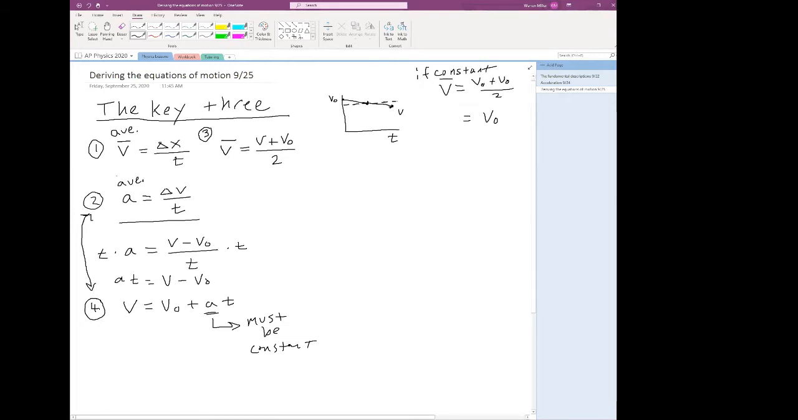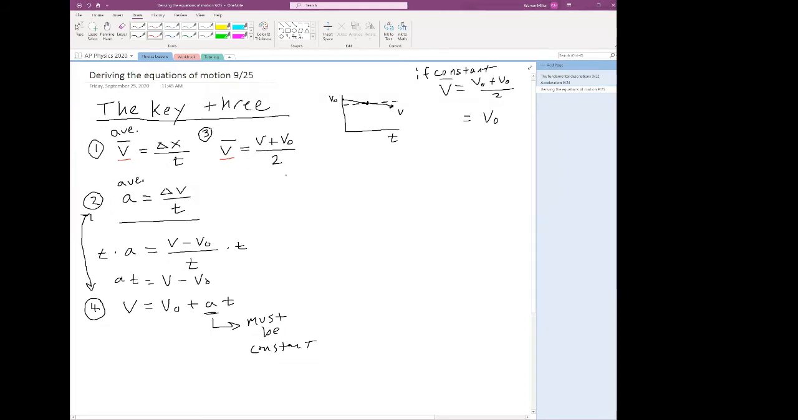All right, the next couple equations are a little trickier, and they're going to require a little bit of algebra. Essentially, I'm going to combine all three equations together. I'm just going to make one Frankenstein equation. Allow me to show you how it works. Step 1: I identify that this equation and this equation are both equal to the same quantity. Average velocity is delta x over t. Average velocity is also equal to initial plus final divided by 2. So I'm just going to set them equal to each other.